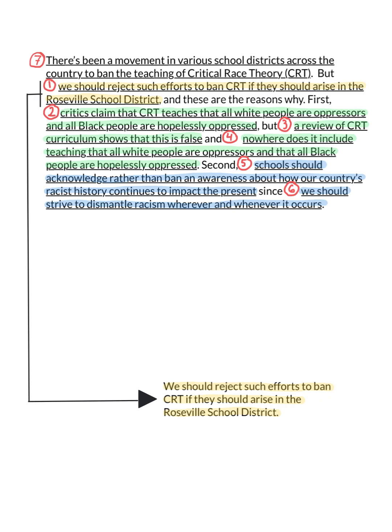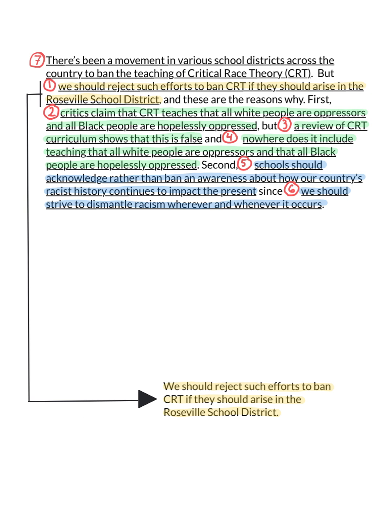Here's a tutorial analyzing and diagramming this argument. I went ahead and numbered the claims in the passage, and I'll explain why I numbered them the way I did as I go through it. As we learn to analyze an argument, our first step is to identify the conclusion and number it number one.